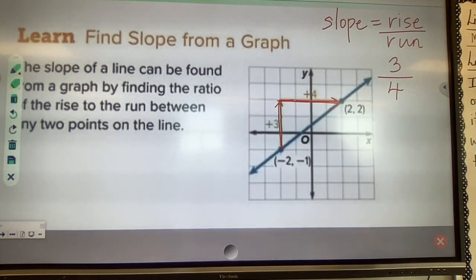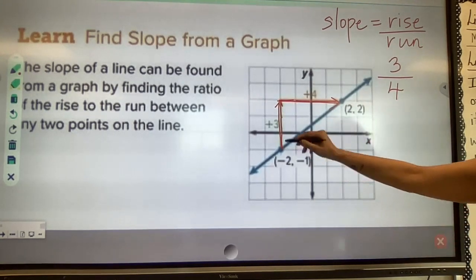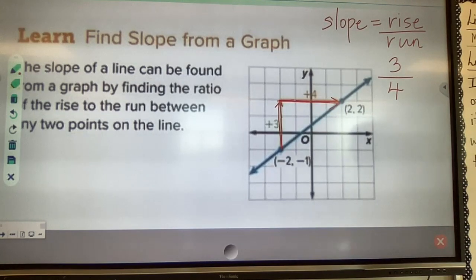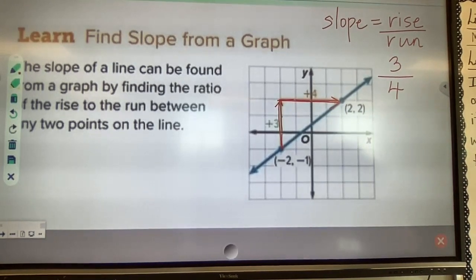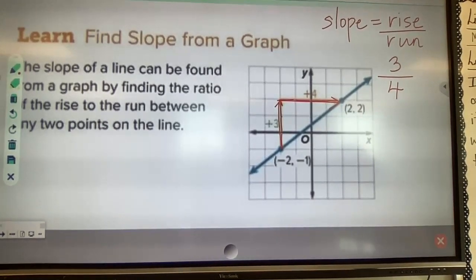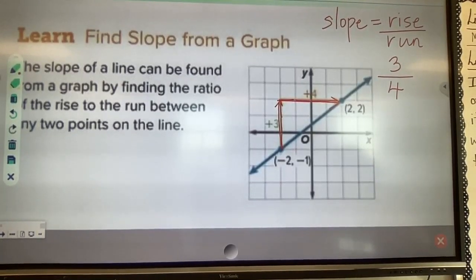And since this is going upward like this, going positively, this is going to be a positive slope. Okay, and when reading the rise and run from a graph, a rise up is positive and a rise down is negative. A run to the right is positive and a run to the left is negative.